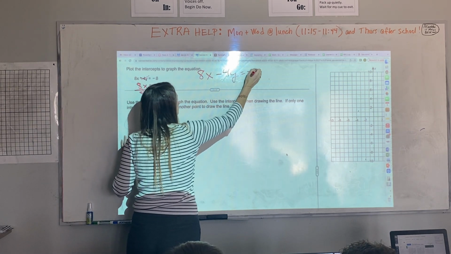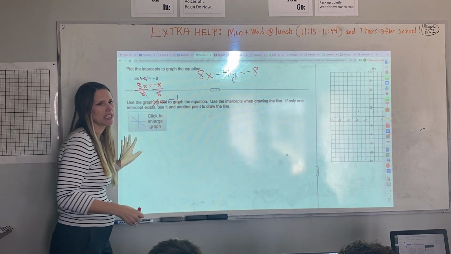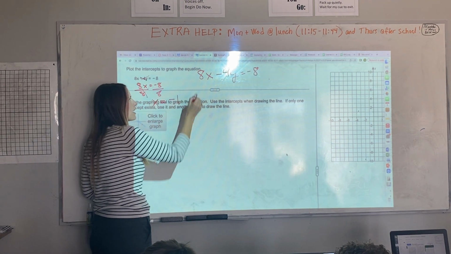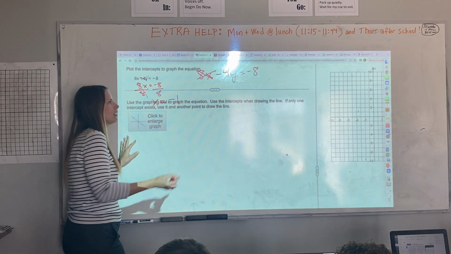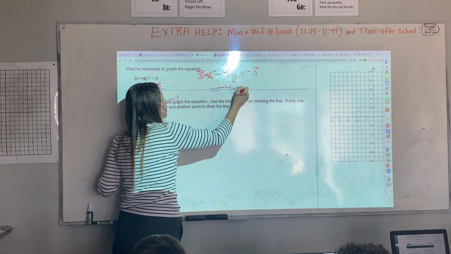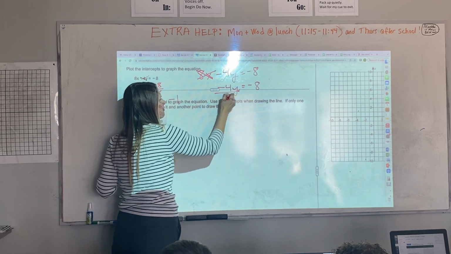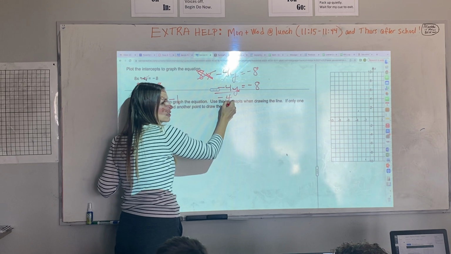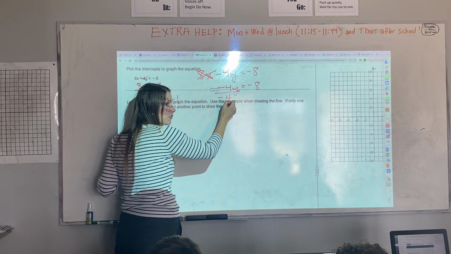For my y-intercept, what am I going to make disappear? X. My x term, gone. And I just solved for y. Divide by negative 4. Girls, is it about math? Was it about math?